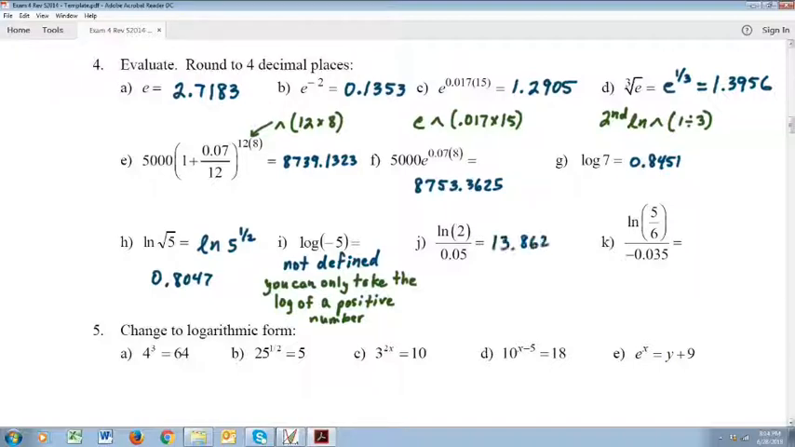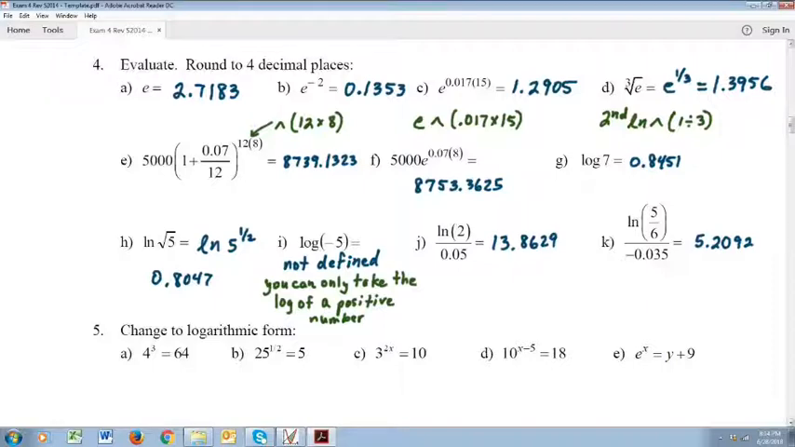On letter J, you'd want to put that in just like it looks with the parentheses around the 2, and you shouldn't have any problem with that one. Just remember on K to put 5/6 in using division, and you should get 5.2092.